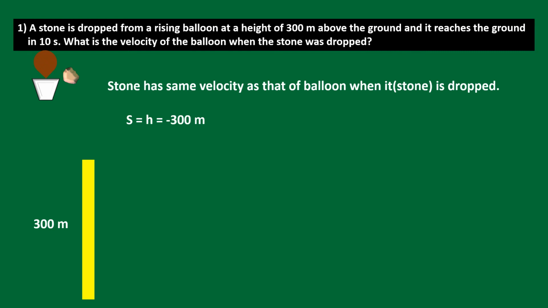S is equal to h, that is equal to minus 300 meters. Because of sign convention, it is measured in downward direction, so height is taken as negative. Acceleration due to gravity, g is equal to minus 9.8 meters per second square, because it is also measured in downward direction, and t is 10 seconds. t cannot be negative, and we have to find the velocity of the stone, which is u.